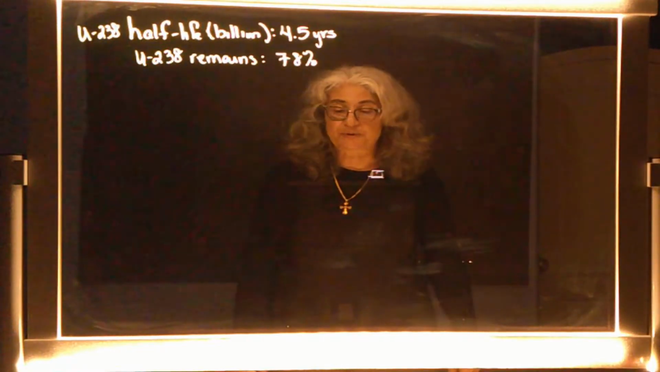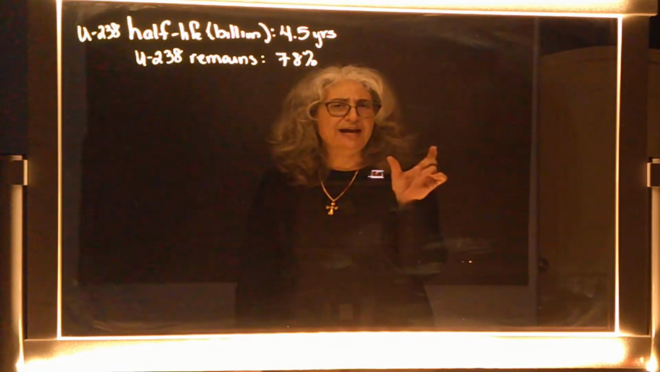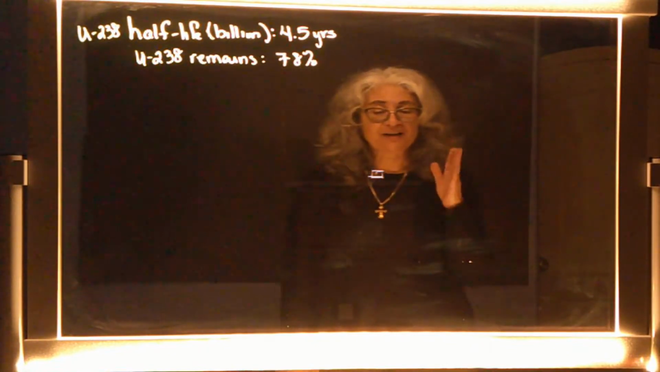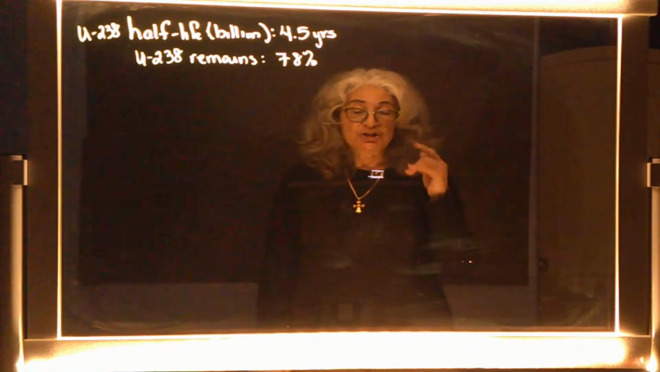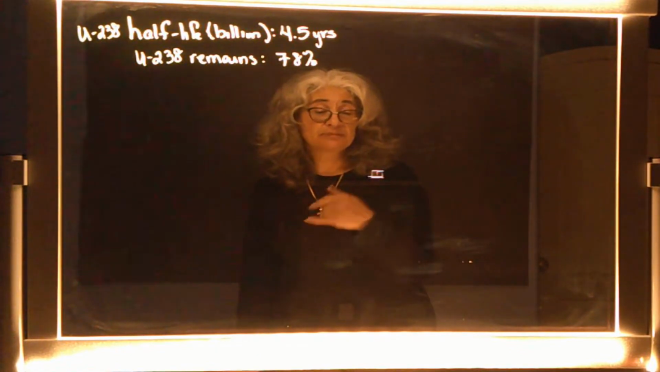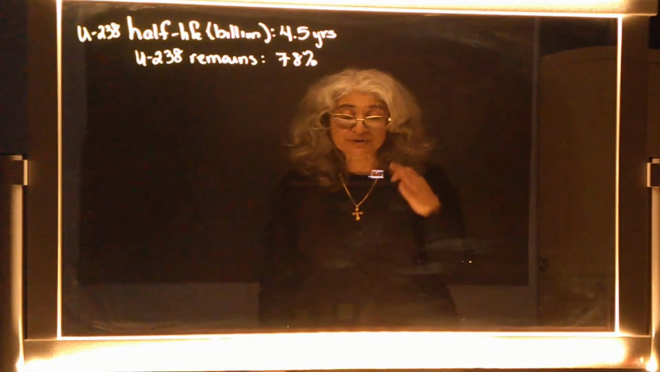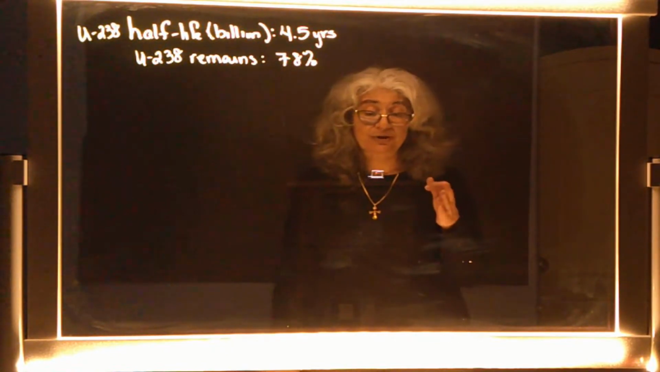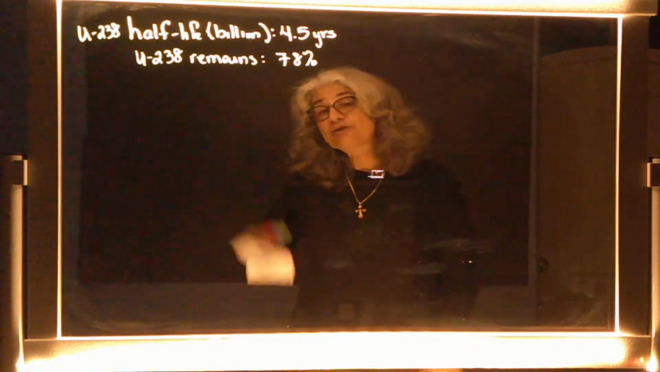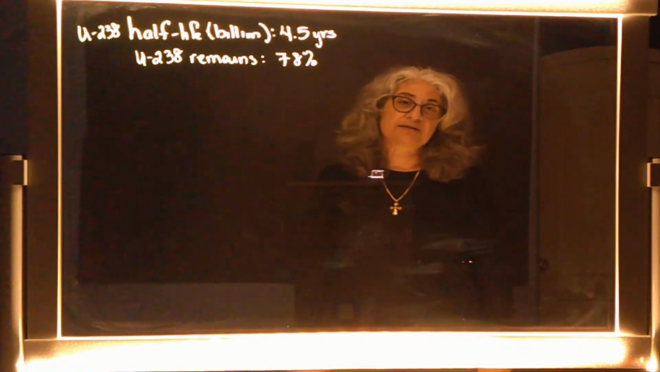Okay, let's look at the next one. Uranium 238, and they give you an acronym for it, U-238, has a half-life of 4.5 billion years. Geologists find a rock containing a mixture of U-238 and lead, and determine that 78% of the original U-238 remains. The other 22% has decayed into lead. And they want to know how old the rock is.